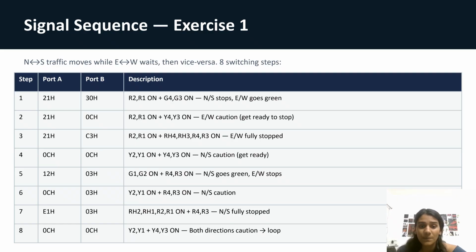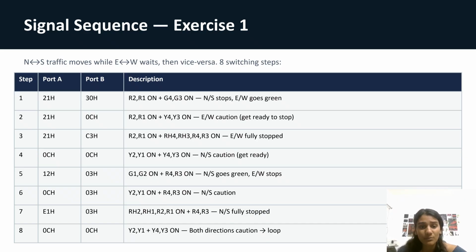In step 2, port B changes to 0CH, turning on yellow lights for east-west. This indicates a caution signal, vehicles prepare to stop. Then port B becomes C3H, which turns on red lights for east-west along with right-hand indicators. Now east-west traffic is fully stopped.